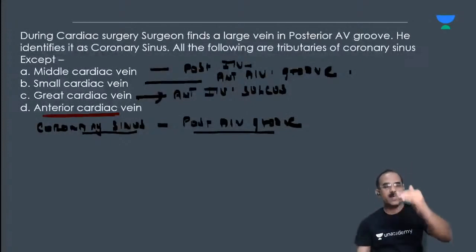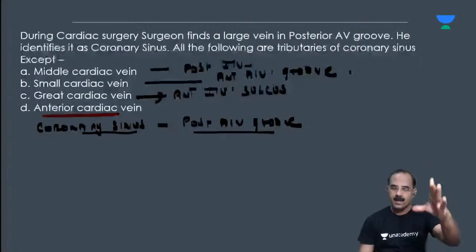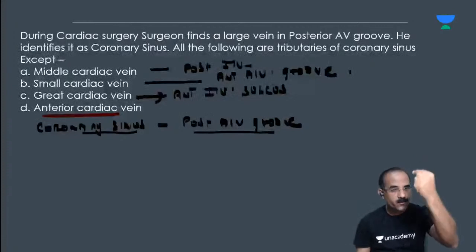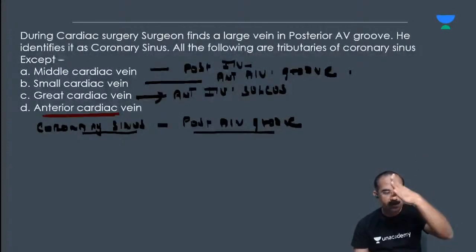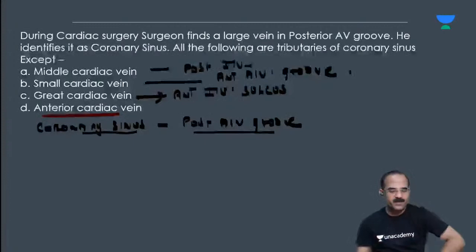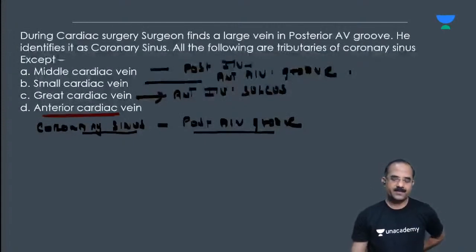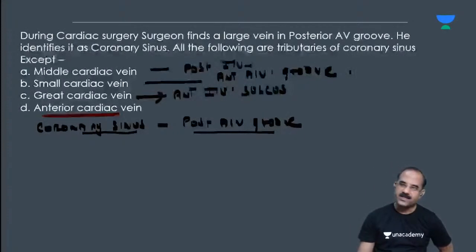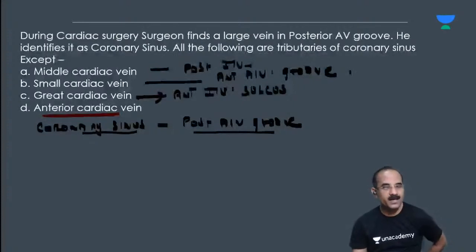Tell me, the coronary sinus opens into the right atrium, right? Coronary sinus opens into the right atrium, and the opening of coronary sinus is guarded by a valve. If you can tell me the name of this valve, come on. What's that valve? It's the Thebesian valve, and the opening of IVC is guarded by a valve.